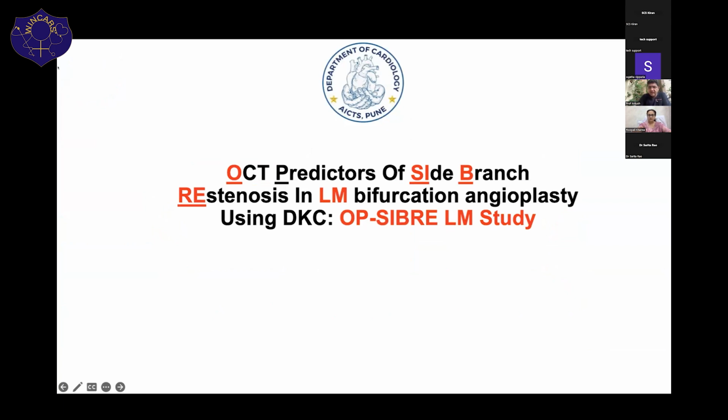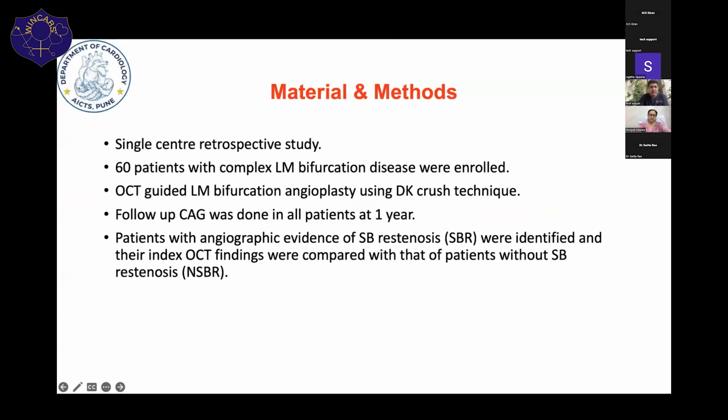Okay, so this was a single center retrospective study in which 60 patients with complex left main bifurcation disease were enrolled, and they underwent left main bifurcation angioplasty using the DK crush technique. All cases were done under OCT guidance. All patients were followed up for 1 year, and at the end of 1 year, coronary angiography was done. The patients with angiographic evidence of side branch restenosis were identified, and their index OCT was compared with that of the patients who never developed side branch restenosis at the end of 1 year.